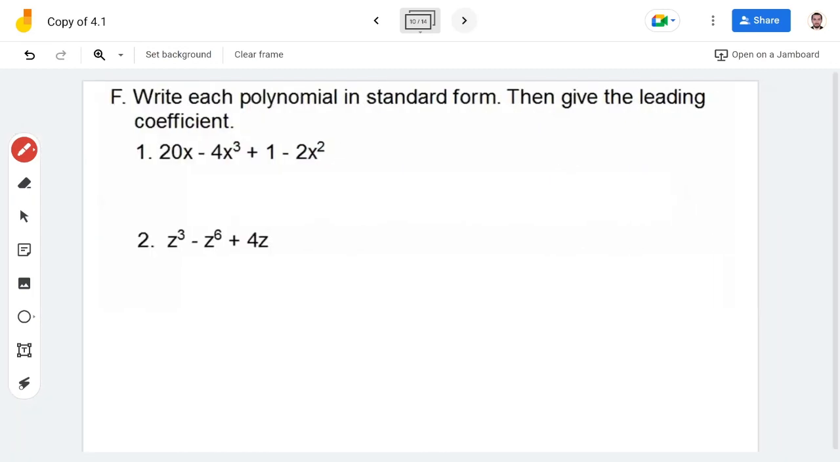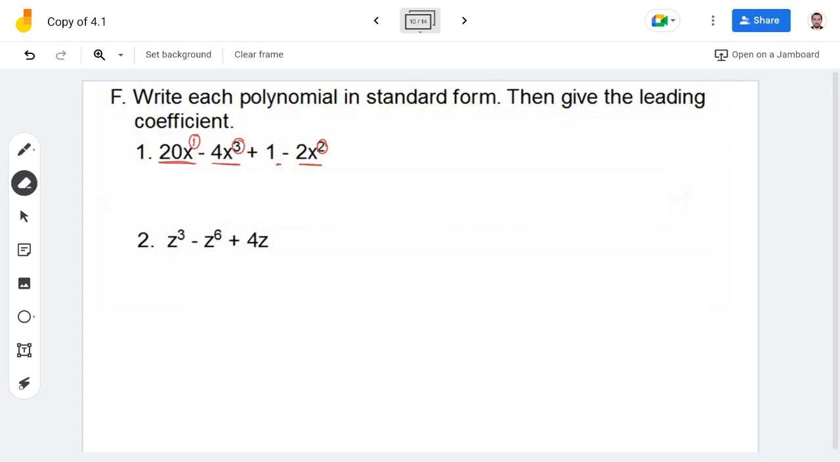Okay, now look at this polynomial. As you can see here, look at each part. This part is x to the power of 1. This part is x to the power of 3. Here, there is no variable, so this one is 0. Here, 2x to the power of 2. So it's 2. So as you can see here, let's reorder them.